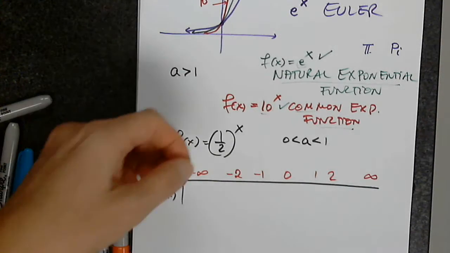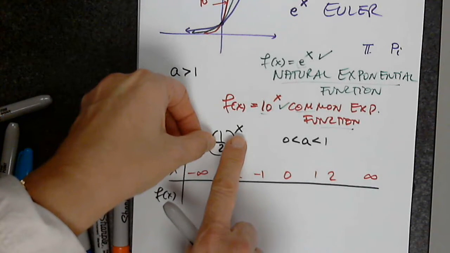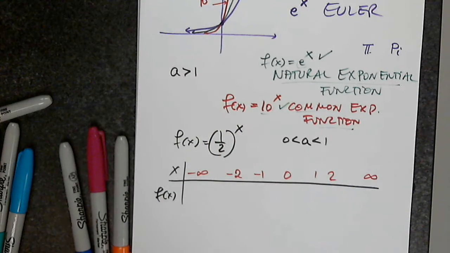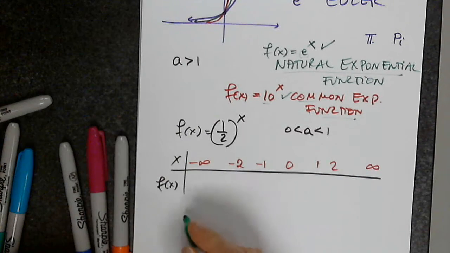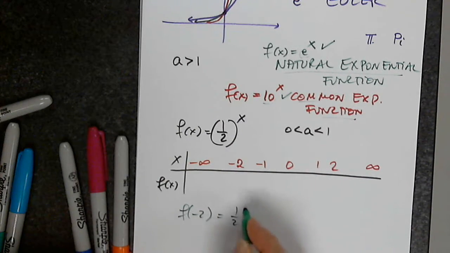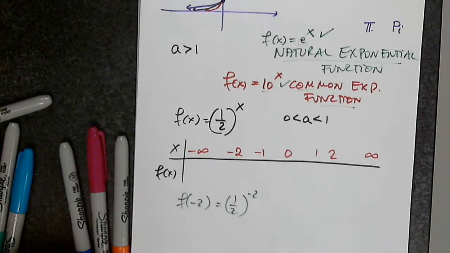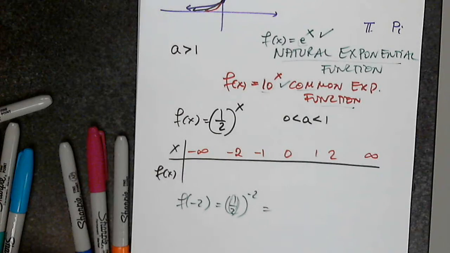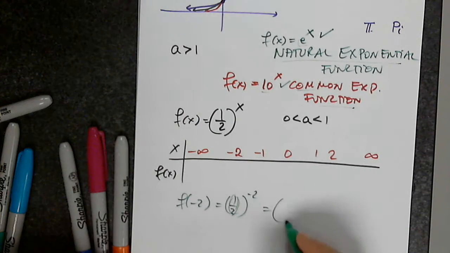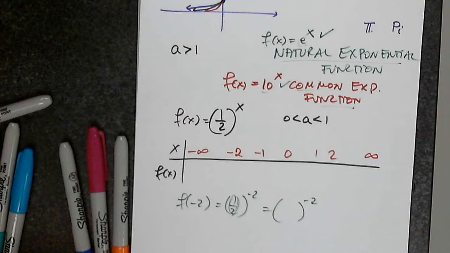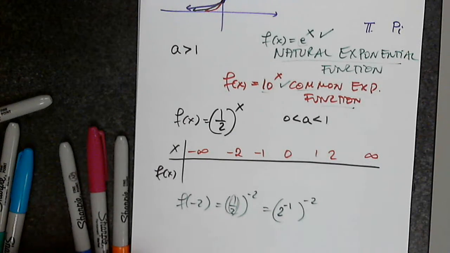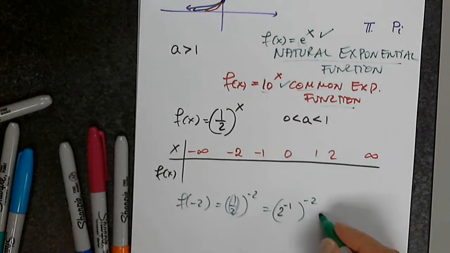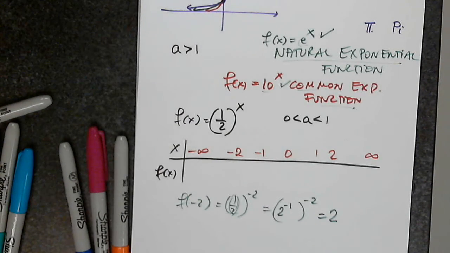And we want to determine those values. So let's determine 1/2 raised to -2. So f of -2 equals 1/2 raised to -2. I would love to replace this by something. What can I replace 1/2 by? Another notation is 2 raised to -1. 2 raised to -1 is 1/2. So I copy the base. What happens to the exponents?